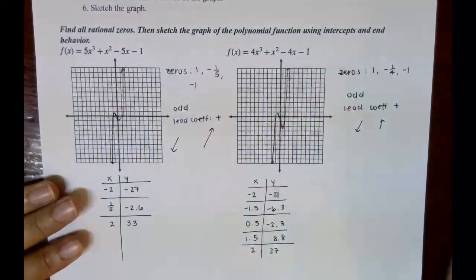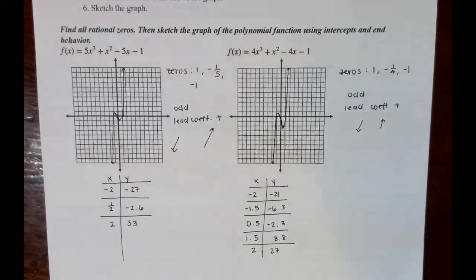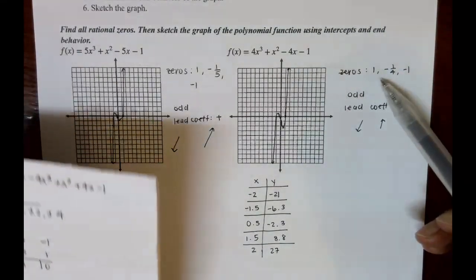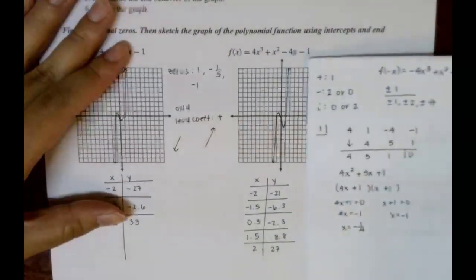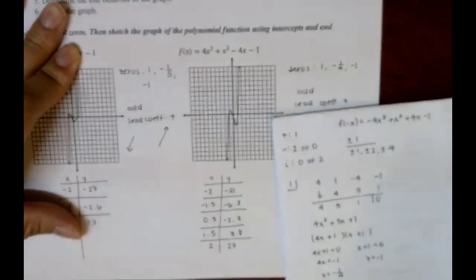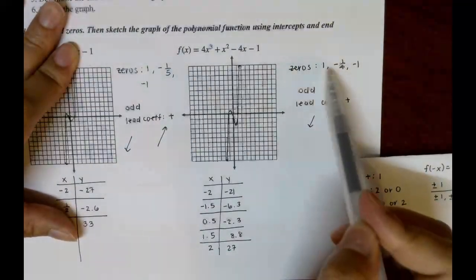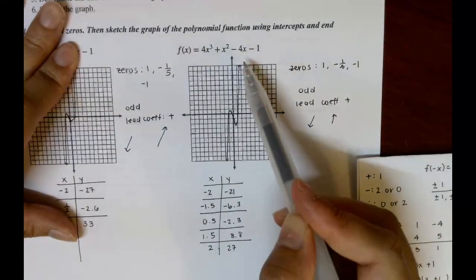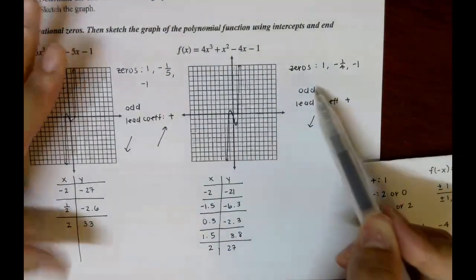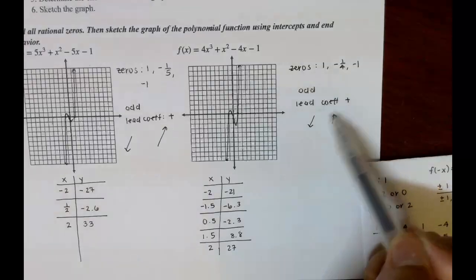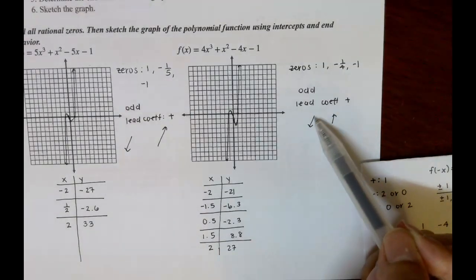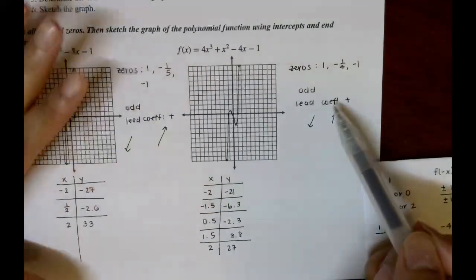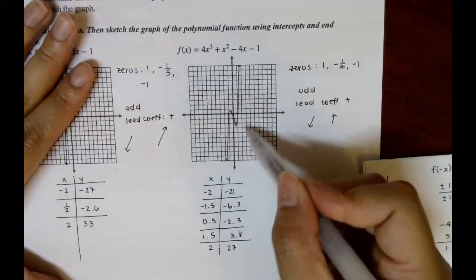Okay, your graph should look something like this. Your zeros would have been 1, negative 1/4, and negative 1 based on testing them. Okay, so then I would have plotted those 1, negative 1/4, and negative 1. Your y-intercept's at negative 1. It's odd, leading coefficient is positive, right? So on the left side, you should be going down. On the right side, you should be going up. And then you can kind of just connect those, right?